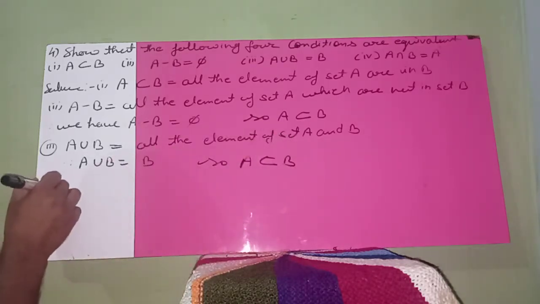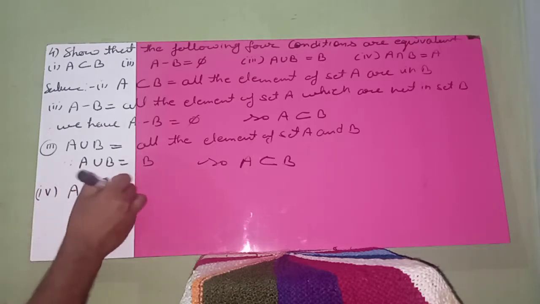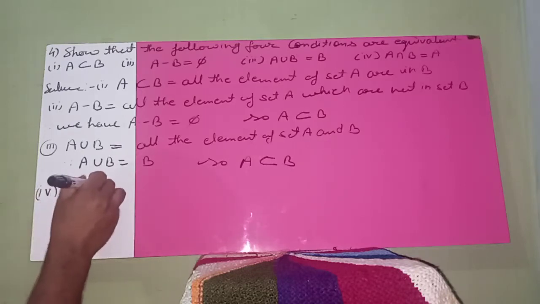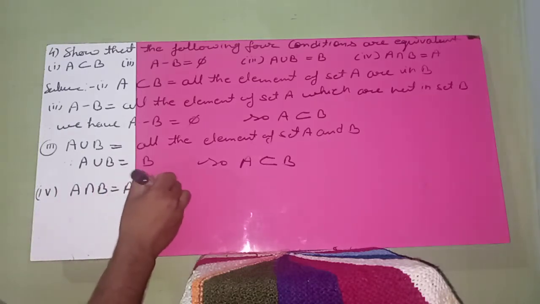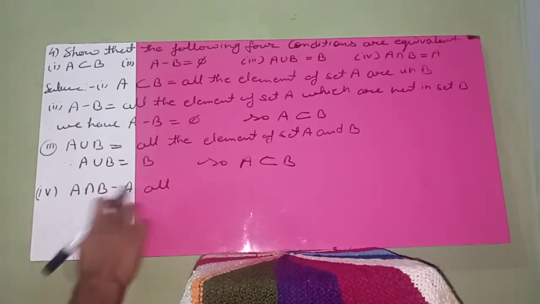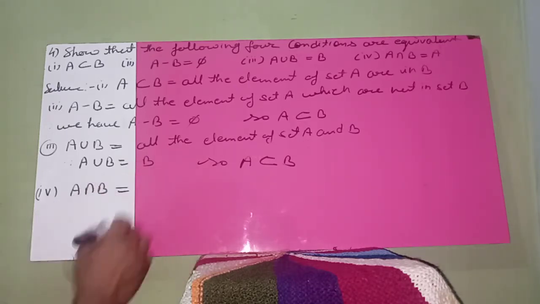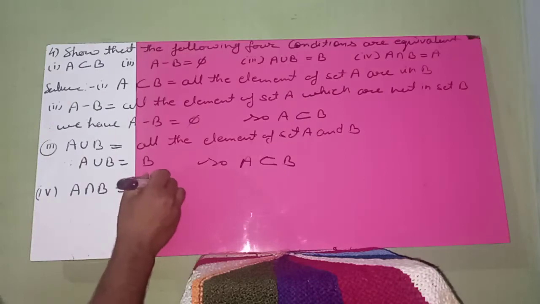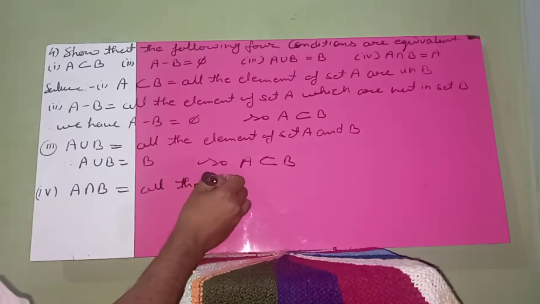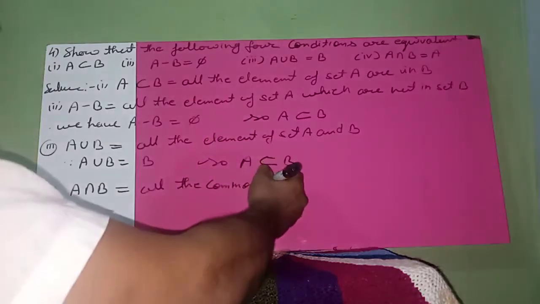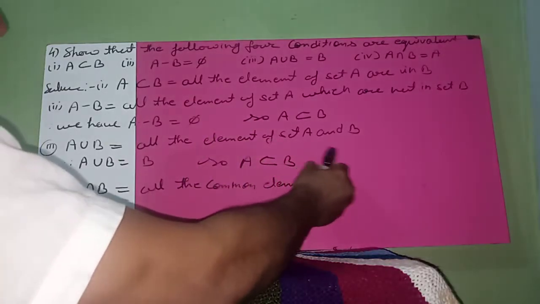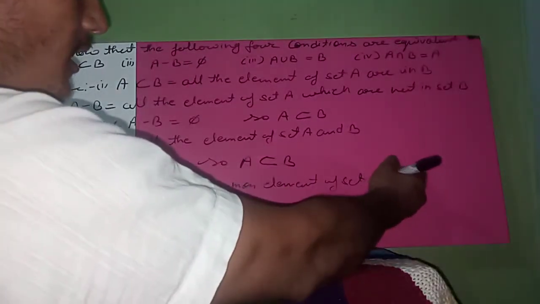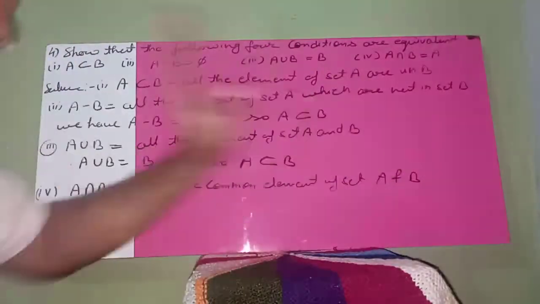Now the fourth part says A intersection B equal A. So what is the definition of A intersection B? For the fourth part, I take all the common elements of sets A and B. So we will take all the common elements of sets A and B.